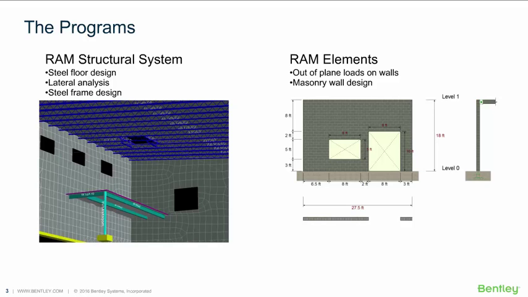What we're discussing here specifically today is a process where you start in RAM Structural System, model the complete building, then take advantage of the steel floor design, the analysis of the structure for systematic lateral loads, then design the frames in RAM Frame also, because you could also have braced frames or moment frames in this type of system. Then we move to RAM Elements, where we assess the walls for the out-of-plane loads and design the structural masonry.